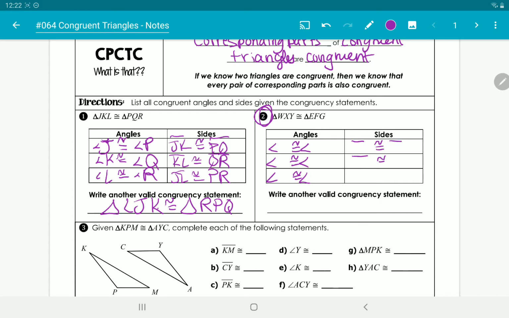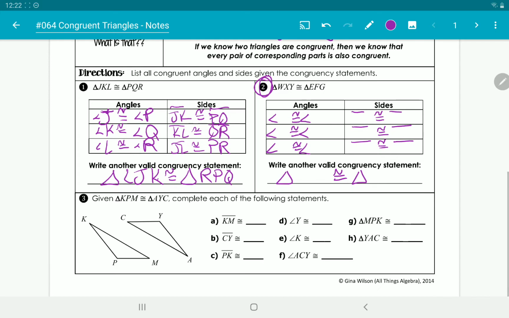Okay? Choose 2 of them. 2 points make a line, or a side segment. Okay? And then do the same thing down here. You can change the order of the first one however you want it, as long as you use the same positions together. Okay? So now, if we're given that triangle KPM is congruent to AYC, we're going to fill these in.